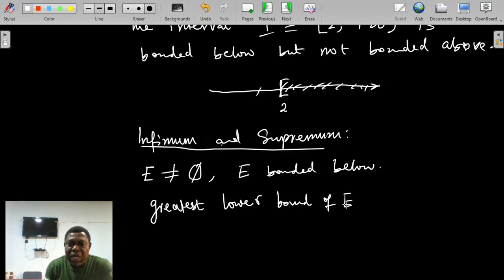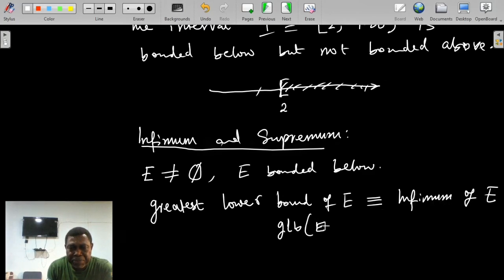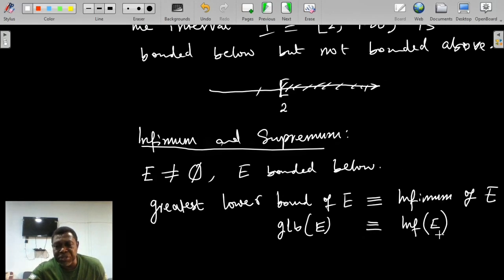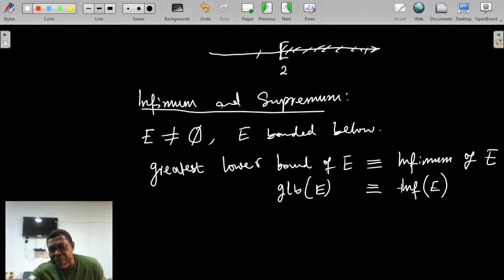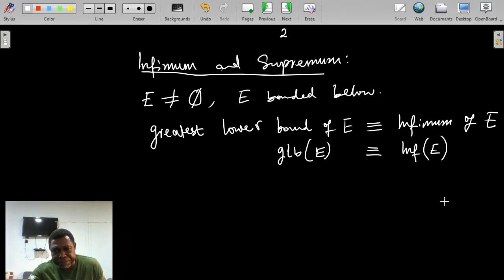Greatest lower bound of E. And this greatest lower bound of E is also called the infimum of E. The greatest lower bound of E is abbreviated GLB of E, while the infimum is abbreviated INF of E. So these are the notations we should use. Both of them are the same, but we'll use them interchangeably. Preferably, I'll be making use of INF of E.